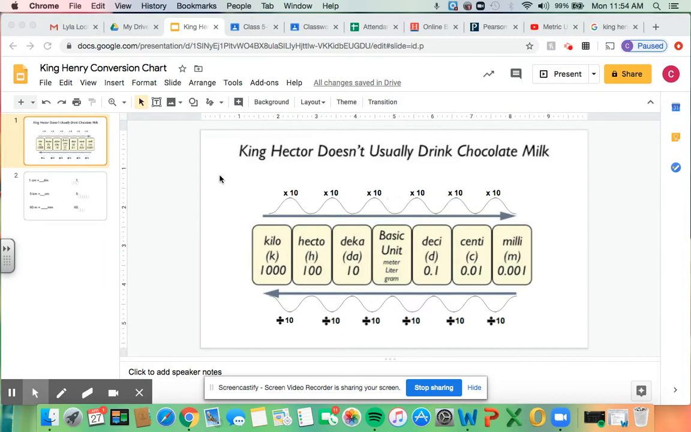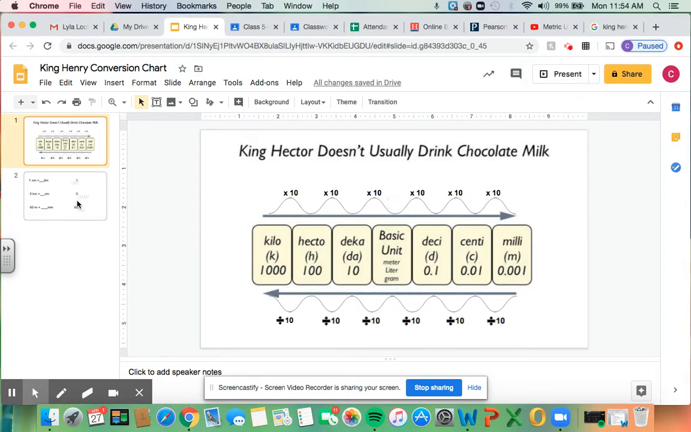So another trick that you can remember is at the top it says King Henry doesn't usually drink chocolate milk. Now, if you notice, the first letter of each of these words represents the unit that we have written here, so you can remember the order.